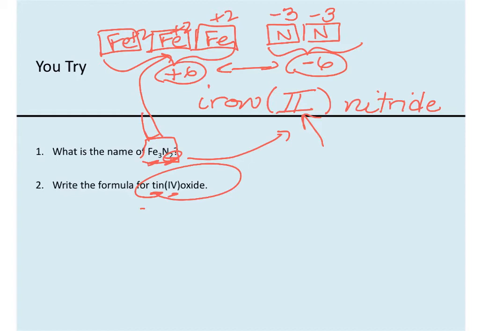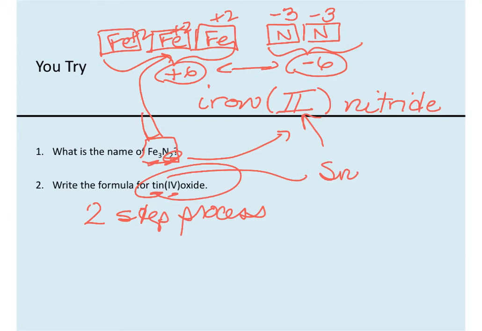But remember, when you're going from name to formula, it's a two-step process, okay? The first step is to write the symbols with their charges. So there we have tin. They gave you the charge. Just remember that's what the Roman numeral represents, the charge of the metal. And then oxide is the second part. And I know the oxygen has a -2 charge.